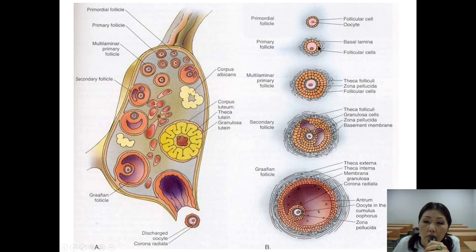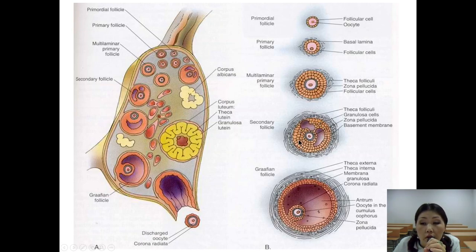And oocyte. And then it is going to the multilaminar primary follicle. Here you can see 3 layers of follicular cells, and that's why it is called multilaminar. And the thicker follicle also has 3 layers of follicular cells, and the zona pellucida, a new structure. It was absent here in the primary follicle. Here it is in the multilaminar primary follicle.